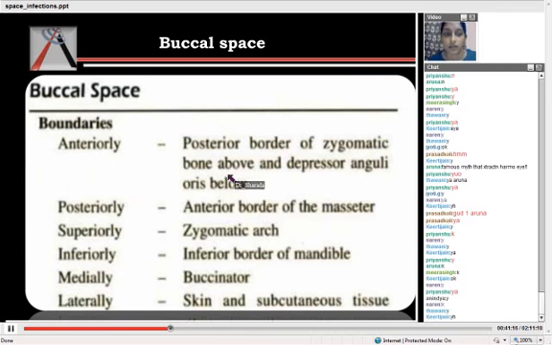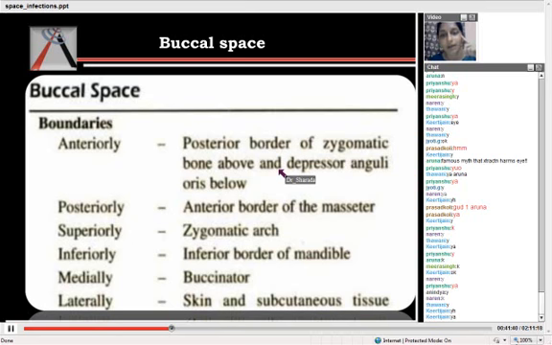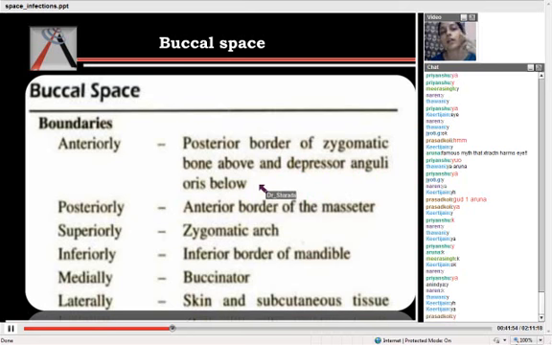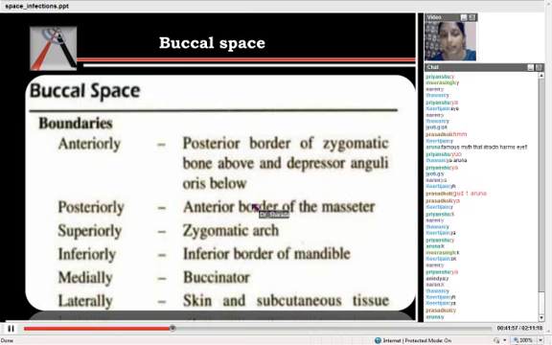Okay. So anteriorly, it's going to have the posterior border of the zygomatic bone above and the depressor anguli oris below. So imagine the zygomatic bone, the posterior border of the zygomatic. See, here it comes, right? Buccal starts from here, this part, the cheek part, not the front part. So the posterior border of the zygomatic bone above, the infratemporal fossa, that area, and the depressor anguli oris below. Are you getting it? The depressor anguli oris and this posterior part of your zygomatic bone, that's anterior.